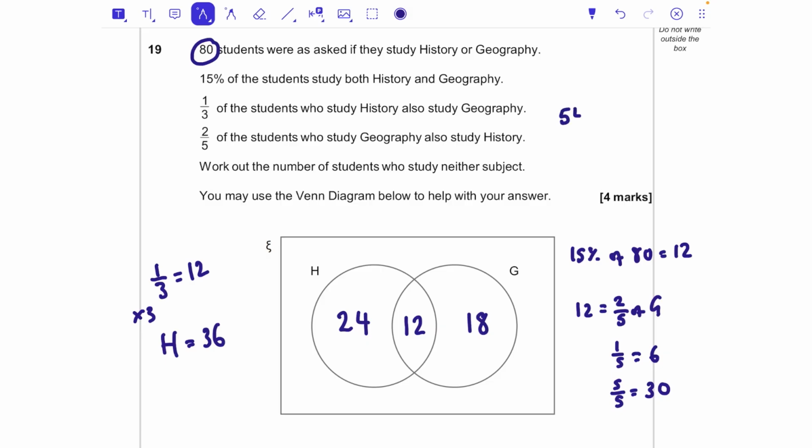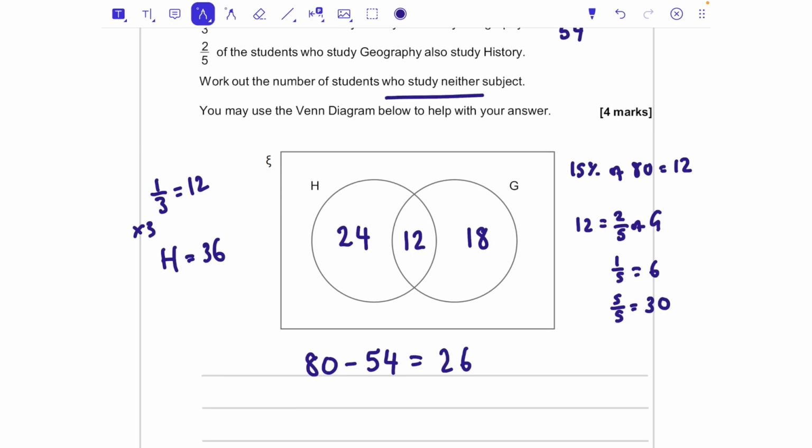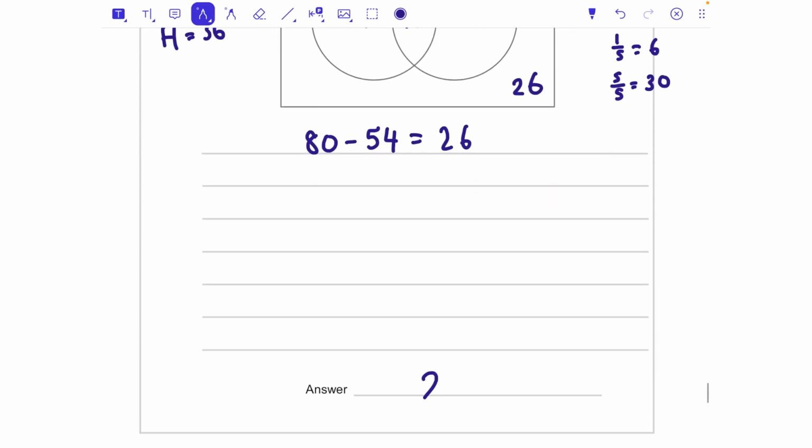Now, 24 add 12 add 18 is 54. So there are 54 students studying either history or geography altogether, and we know that there are 80 students altogether. So 80 take away 54 is 26. So there are 26 students who study neither subject. They would need to go out here, and that would be our answer.